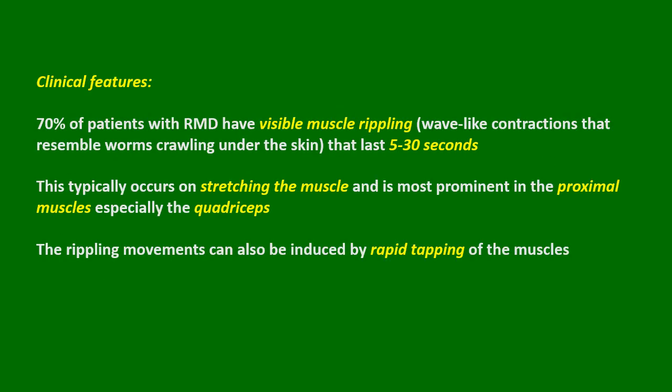Clinical features: 70% of patients with RMD have visible muscle rippling, which are wave-like contractions that resemble worms crawling under the skin that last 5 to 30 seconds. This typically occurs on stretching the muscle and is most prominent in the proximal muscles, especially the quadriceps. The rippling movements can also be induced by rapid tapping of the muscles.